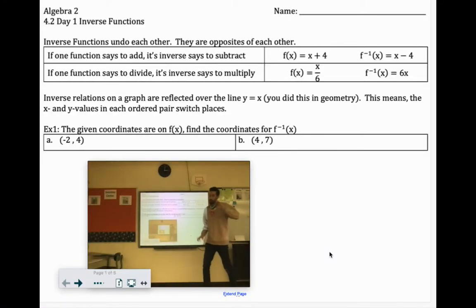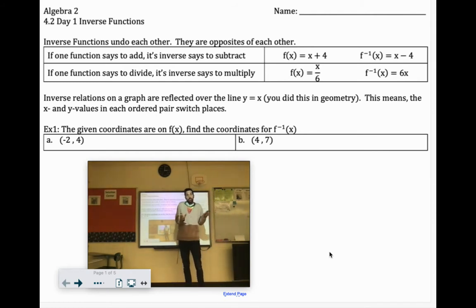All right, inverse functions, not bad, I promise you that. So inverse functions undo each other. Here's the basic idea: you're going to flip the x and the y, and then you resolve it for y. When you put one equation in for x in the other equation, it all comes out to x. You'll see it, it's very exciting.